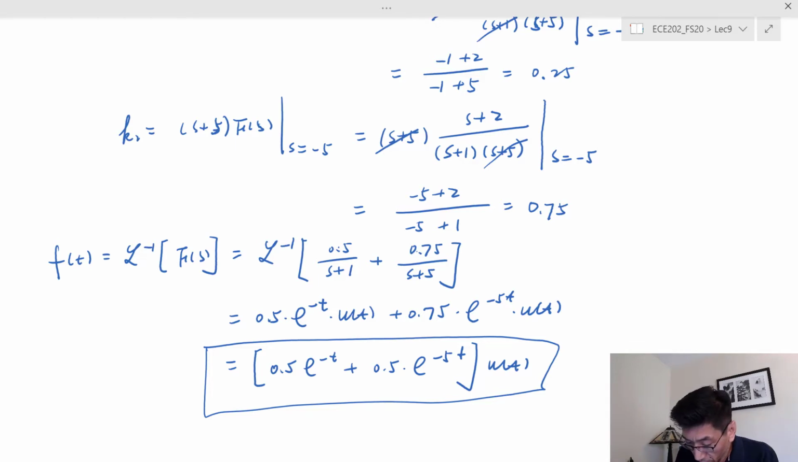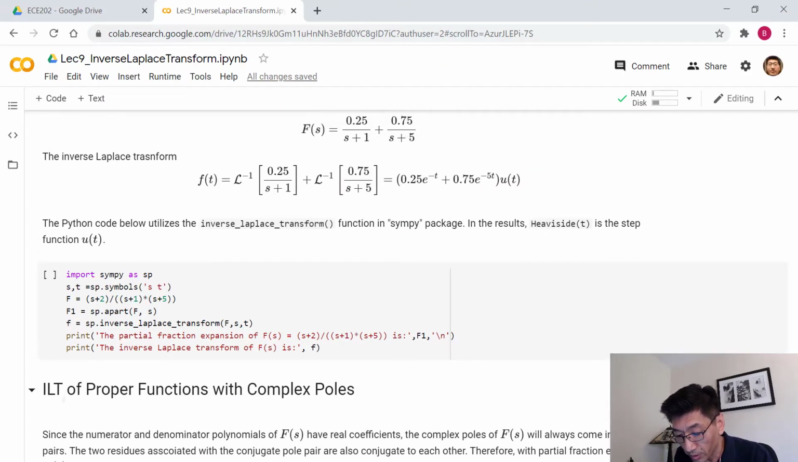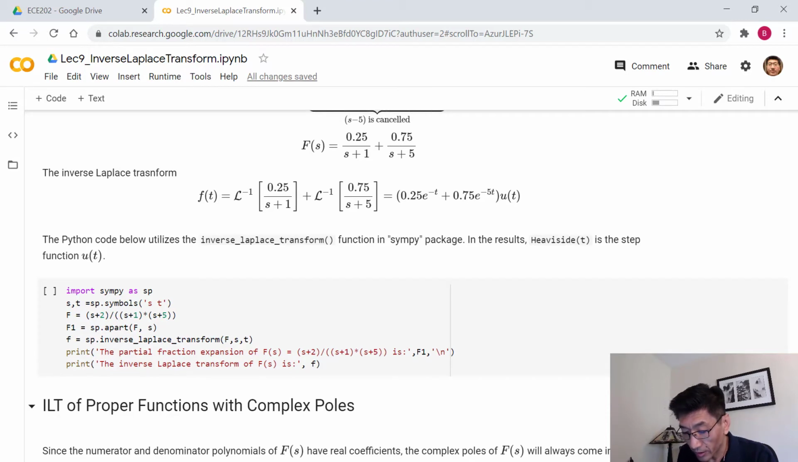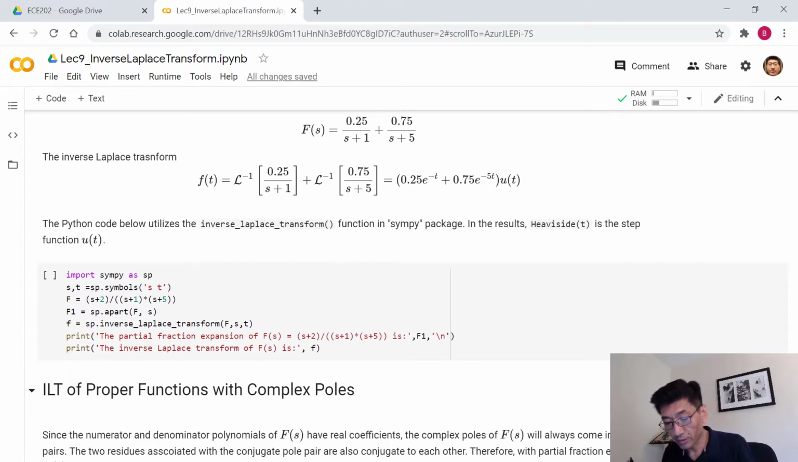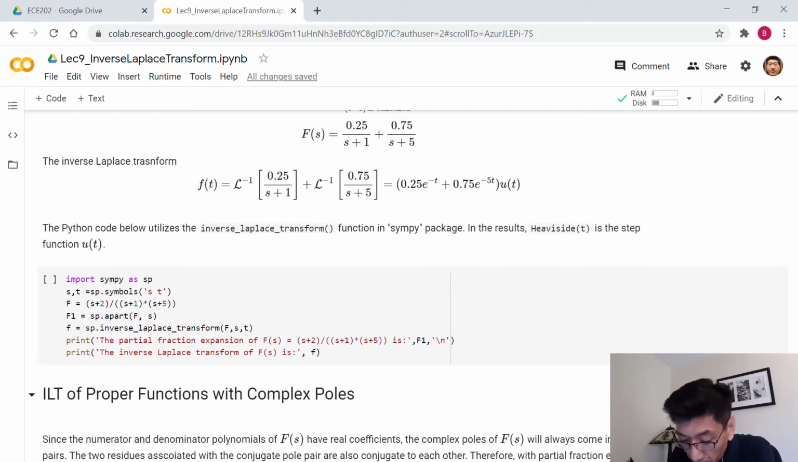And let's take a quick look at how to use Python or Google Colab to solve this one. So I have the Google Colab here. I'm going to use SymPy. This is a symbolic module that deals with symbolic operations. First I set the symbols s and t, and then write F(s). I use the capital F for F(s), and then I do the partial fraction expansion. There's an apart function.